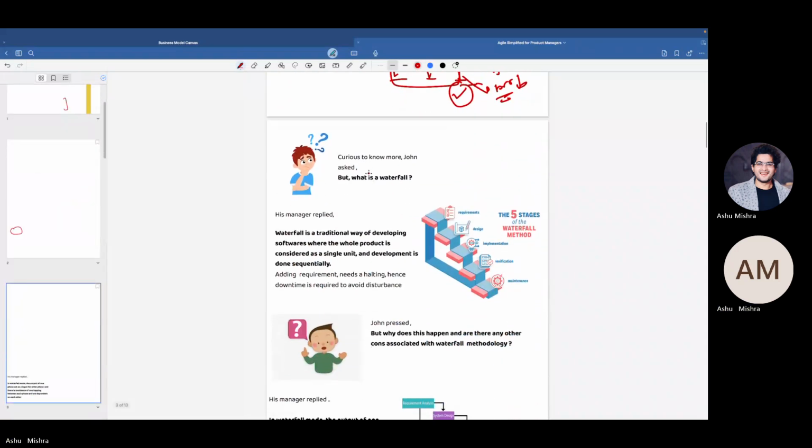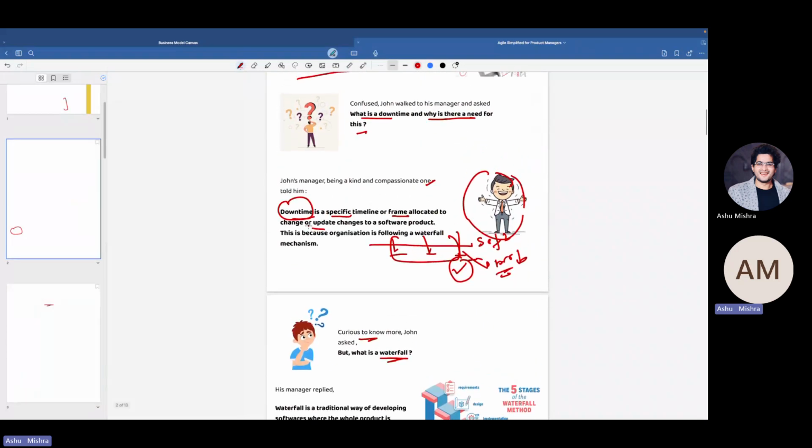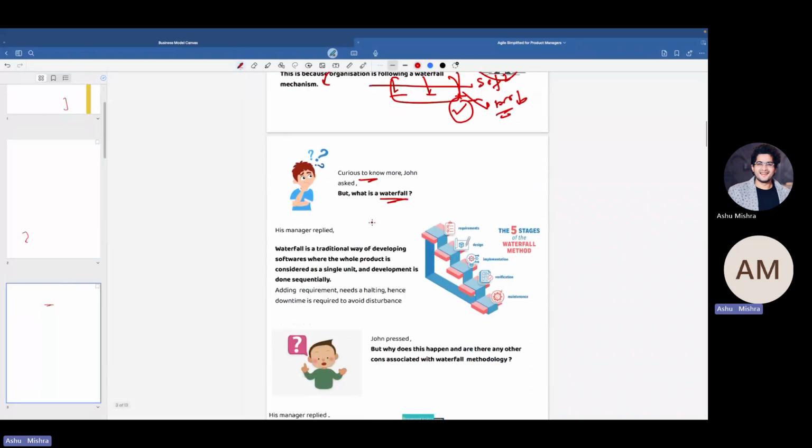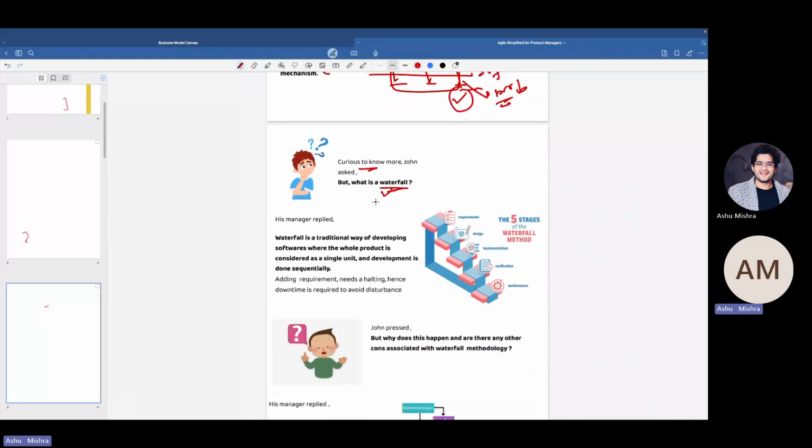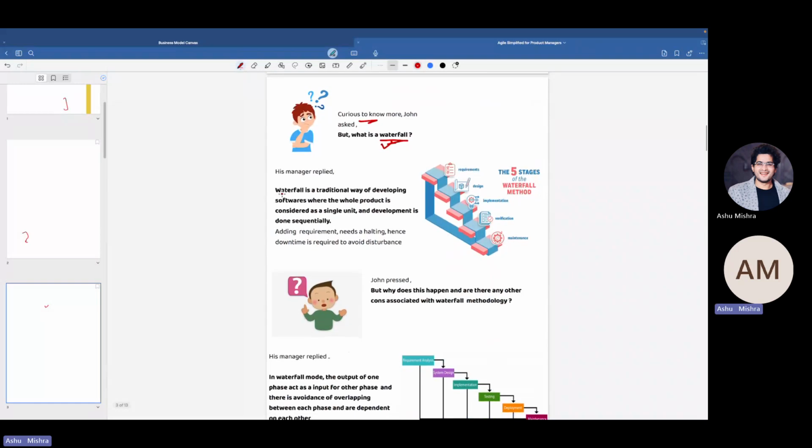Now John was curious and asked what is waterfall. His manager had already told him that downtime is a repercussion of a waterfall mechanism, and hence John was curious what a waterfall is. So his manager replied, Waterfall is a traditional way of developing software where the whole product is considered a single unit and development is done sequentially. Adding a requirement needs a halting. Hence, downtime is required to avoid disturbance.